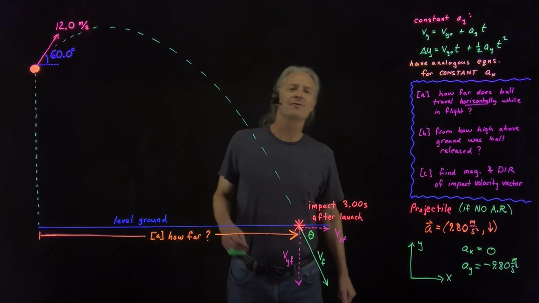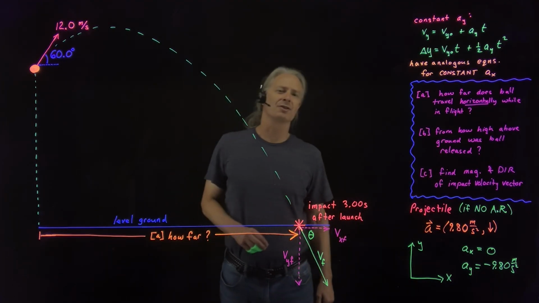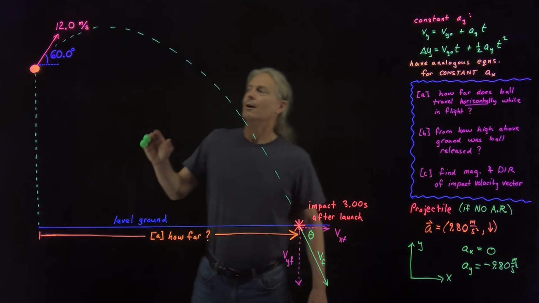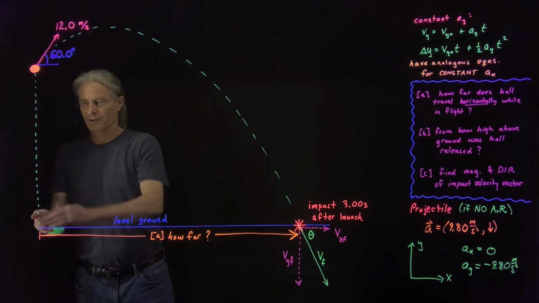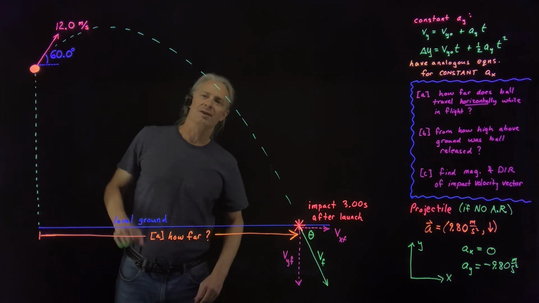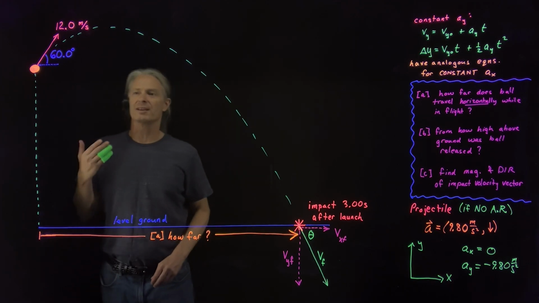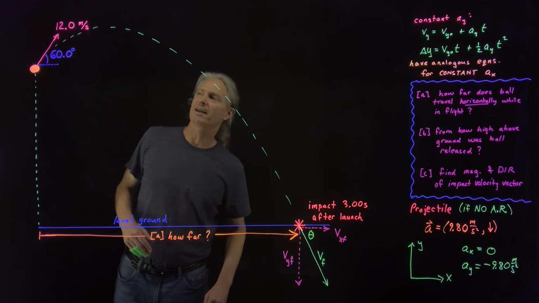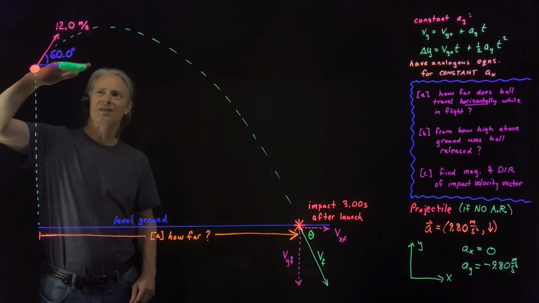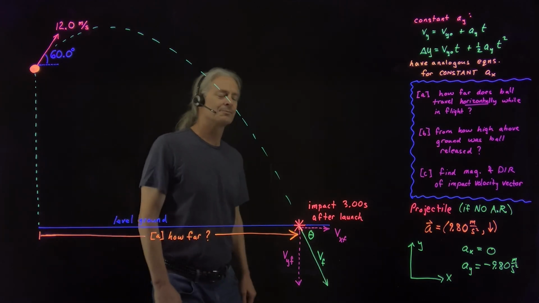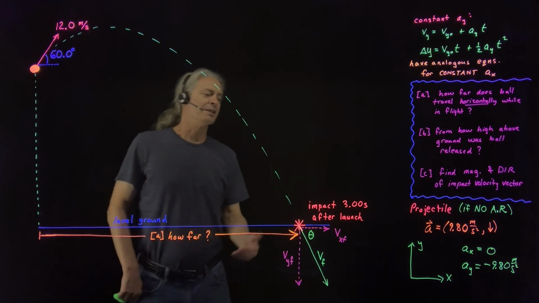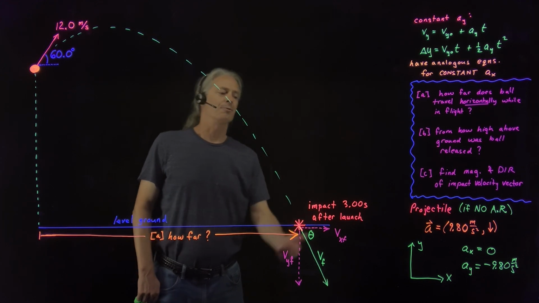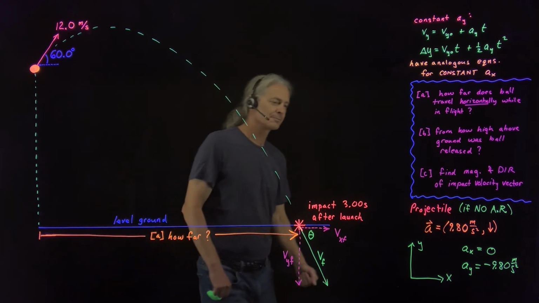Hi everybody. In this video I'm going to do an example projectile motion problem. Imagine we have a projectile launched from some unknown height above the ground. Imagine this projectile is given an initial velocity that has a magnitude of 12 meters per second and a direction of 60 degrees above the horizontal. Imagine that the ball goes through its parabolic trajectory and then impacts the ground 3 seconds after launch.